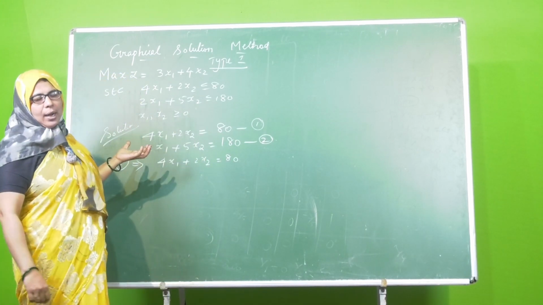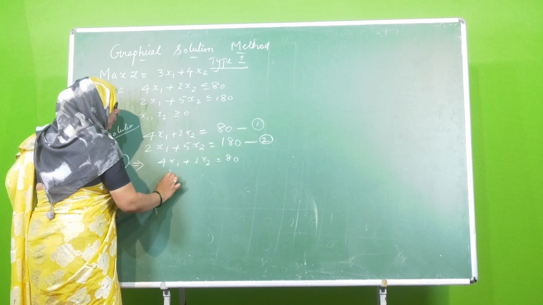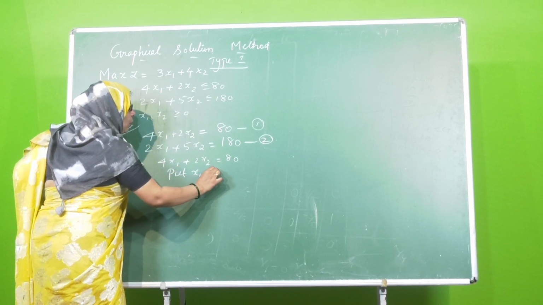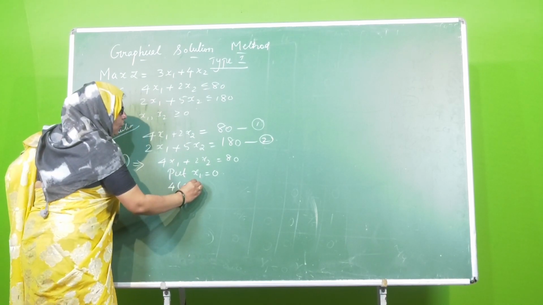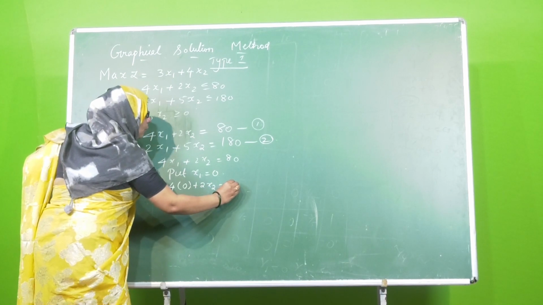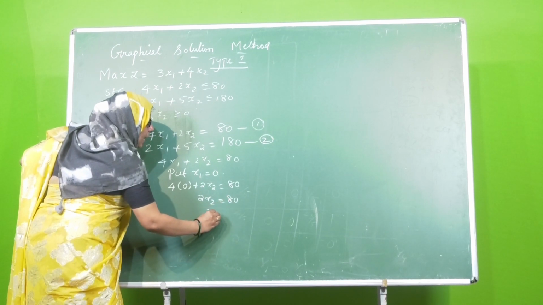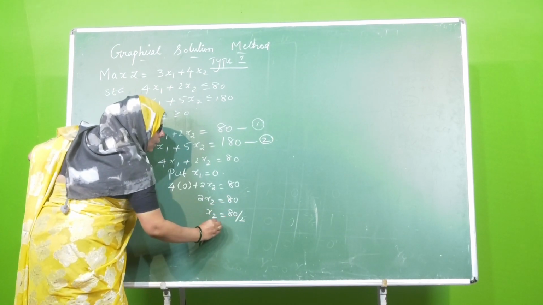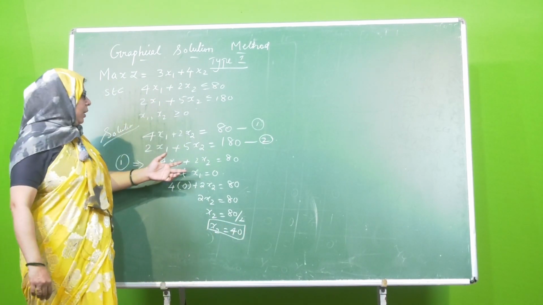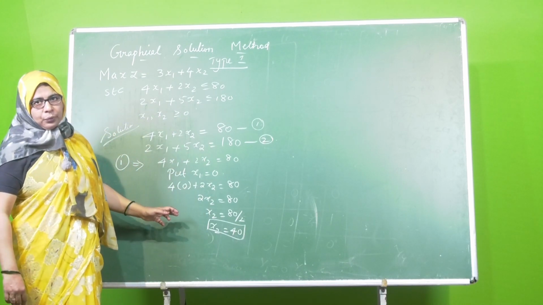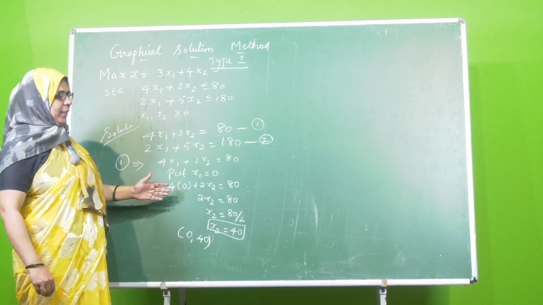Equation 1: 4x1 plus 2x2 is equal to 80. In this model, first we put x1 is equal to 0. So what do we get? 4 into 0 plus 2x2 equal to 80, so 2x2 is equal to 80, x2 equal to 80 divided by 2, x2 is equal to 40. So what is the point we get? x1, x2, that is 0, 40 is the first pair of points.